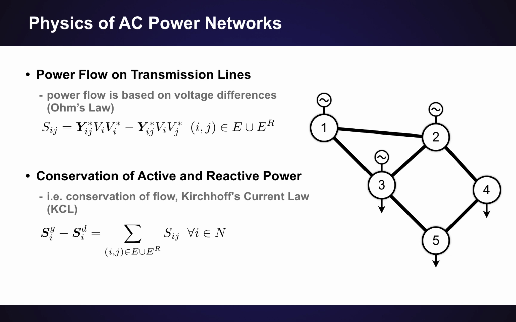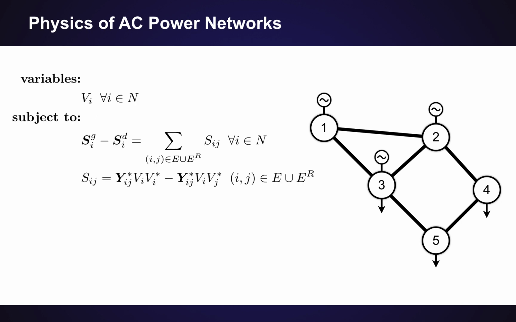Conservation of flow is a very natural analog from computer science, and this is the other core equation for power flow in networks. So now we can put all this together and we can state what would be a power flow problem in terms of the system of equations. So our unknown variables are going to be the voltages at every bus in the network, and then we're going to have these two constraints for each node in the network and then for each edge in the network.